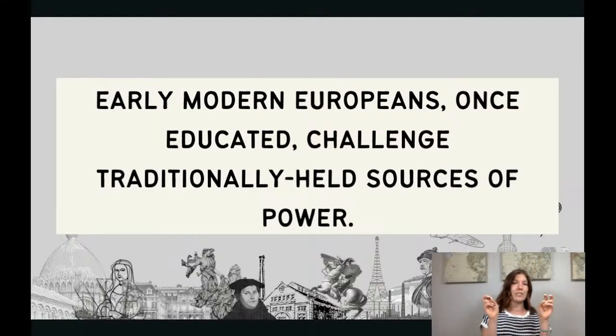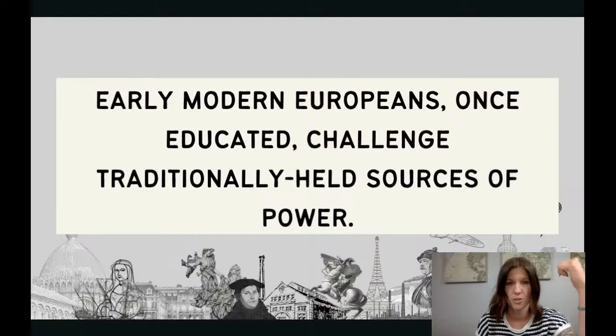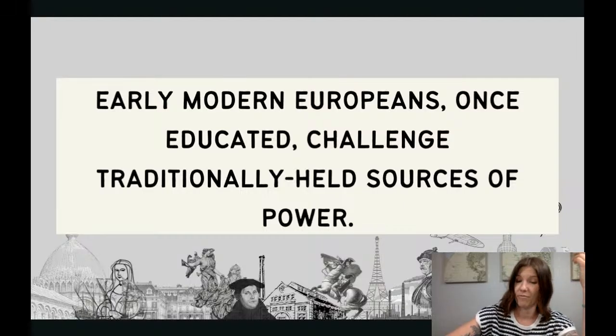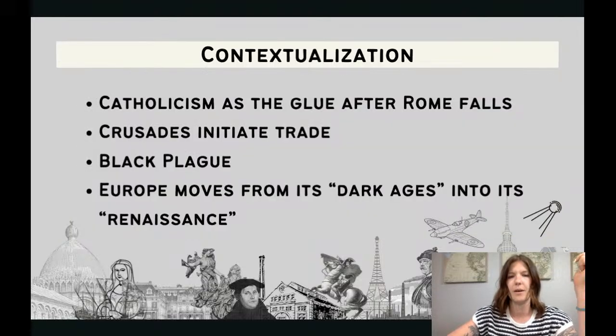So if we're looking at those traditionally held sources of power that dominated Europe in the Middle Ages, it's going to be the Catholic Church and monarchs. So these early modern Europeans in the Renaissance and in the Reformation are challenging the authority and power of the Catholic Church and the authority and the power of monarchs and the nobility, the landed aristocracy that had been in power for a long time.